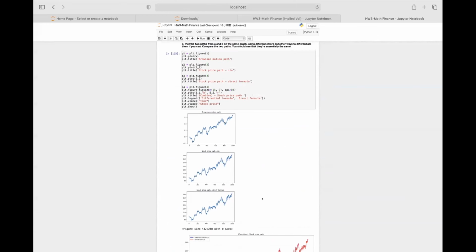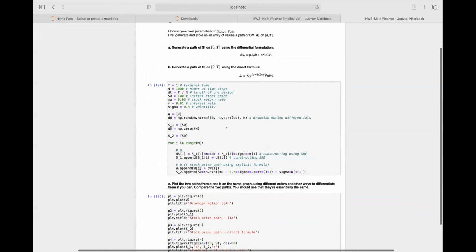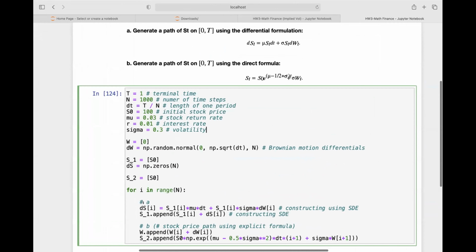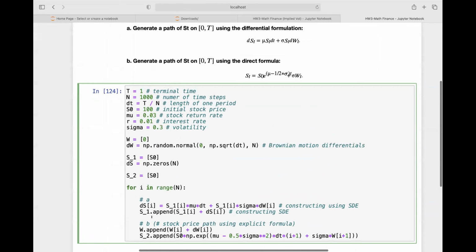So let's take a look at Sinan's code, and we'll try to critique that. This one. Can you zoom in a little bit more? Okay, good. So let's start with her dW. That is correct, right? She generates the differential with n steps, or n minus 1, whatever.